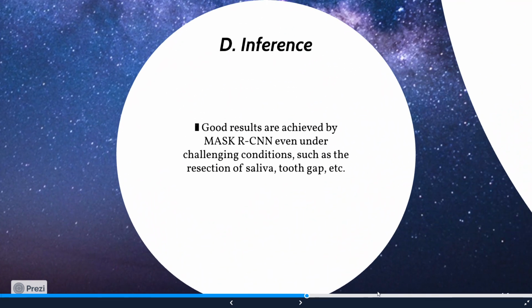Now, inference. Naturally, good results are achieved by mask RCNN under challenging conditions such as resection of saliva, tooth gap, etc. Mask RCNN is trained and it can accurately identify between a little cavity and a tooth gap. It's that good, yes.